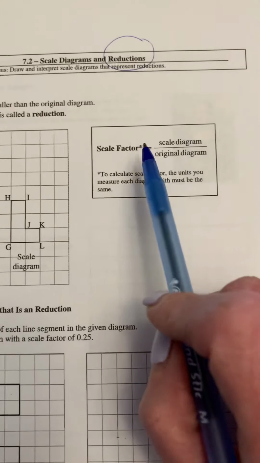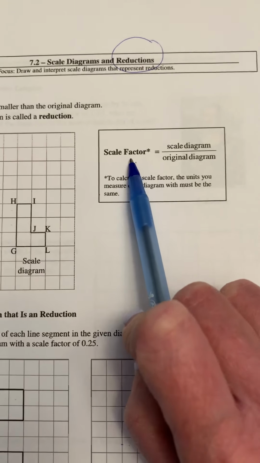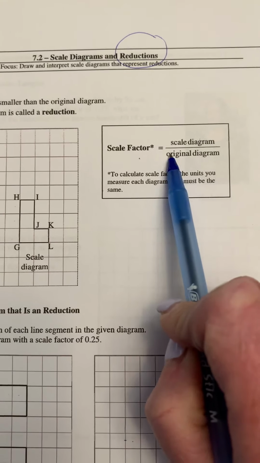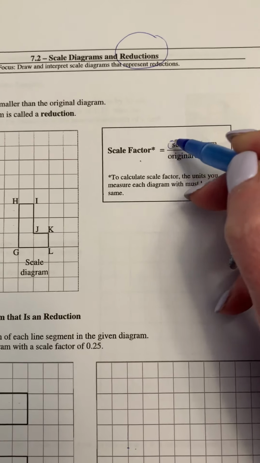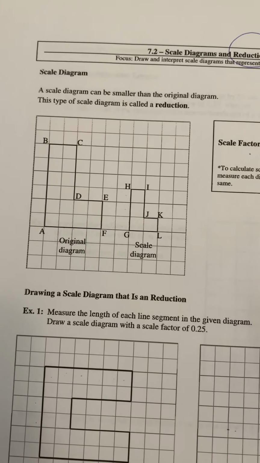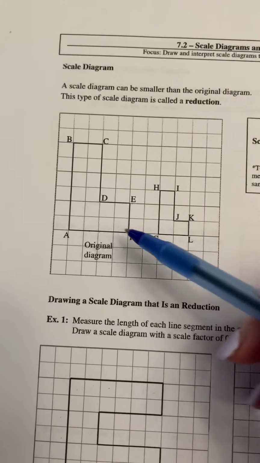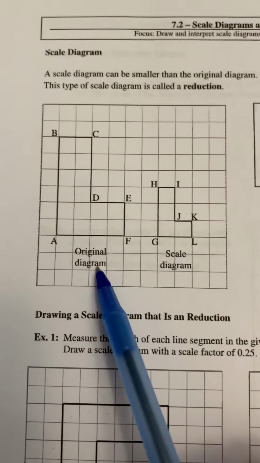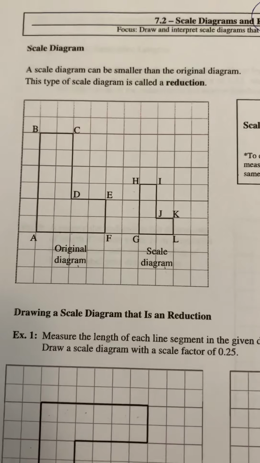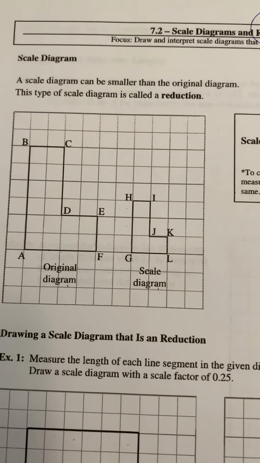So we're still going to use exactly the same steps though. When we figure out scale factor, we go scale over original, just like so, right? Scale over original, and you'll know you do it properly when you get a scale factor that is less than 1. So here's the first example, and you can see that I've called this the original, and you can see clearly that this one got smaller, and that's what a reduction means. A reduction means that it's smaller.